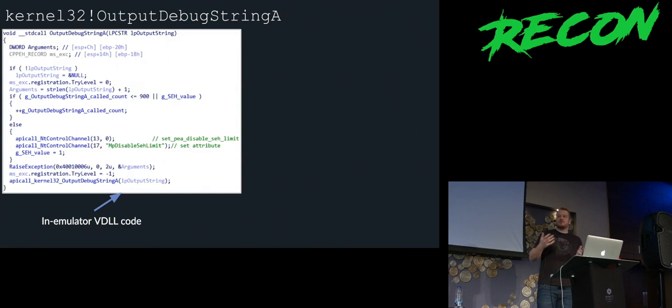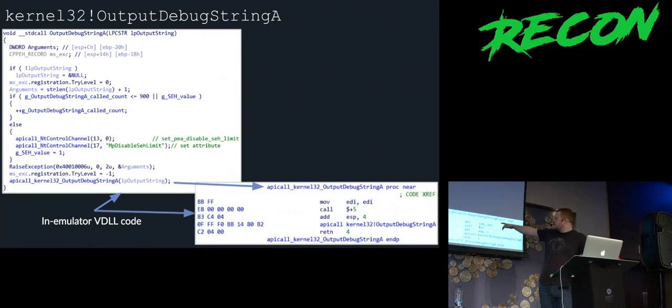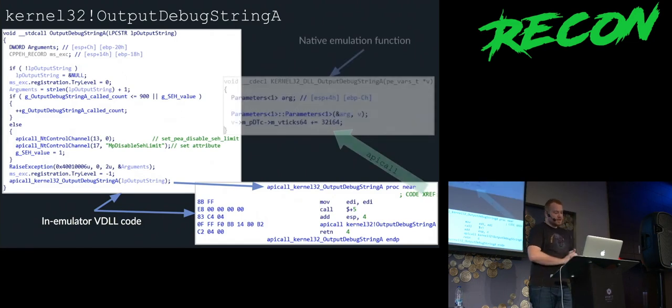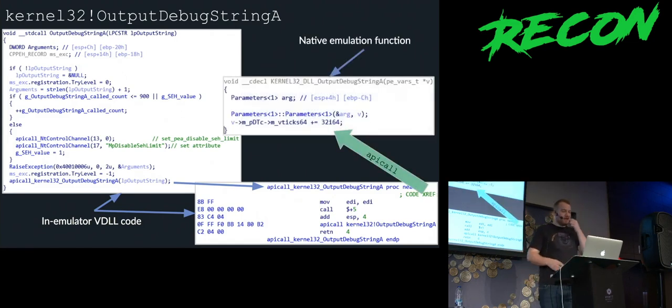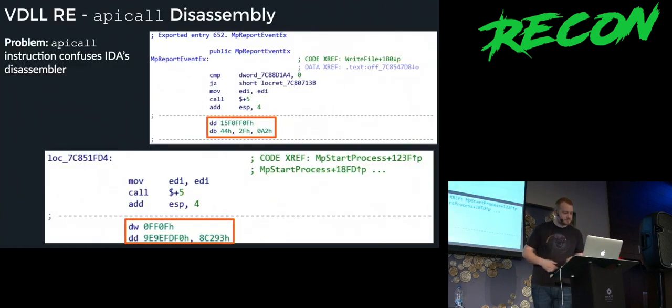So OutputDebugStringA, this was that function we showed earlier. Here inside the VDLL, we see the emulation for it where it does some things like set a count of how many times this function was called, change the SEH limit. Then it calls API call kernel32 OutputDebugStringA, which looks like this. You'll see here the API call instruction that's going to trap into the native emulation when it's executed. This is, again, all in the virtual CPU, inside the emulator, inside Defender, running across that dynamic translation engine. And at that point, we trap out with API call, and we hit this native emulation function. Again, this is the function we hooked. This API call instruction is what generates that trap out, akin to doing a syscall on a real Windows system.